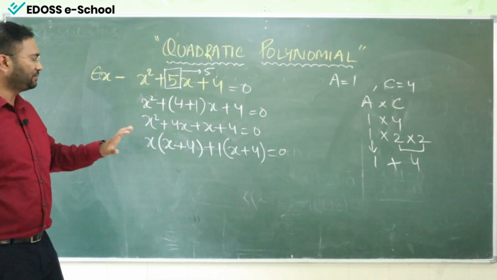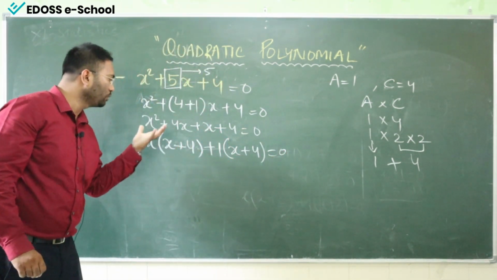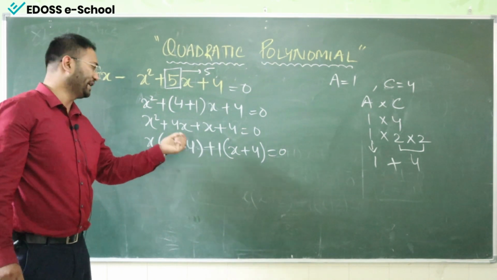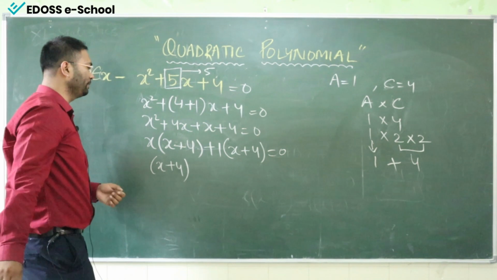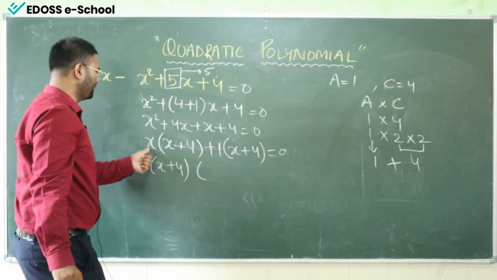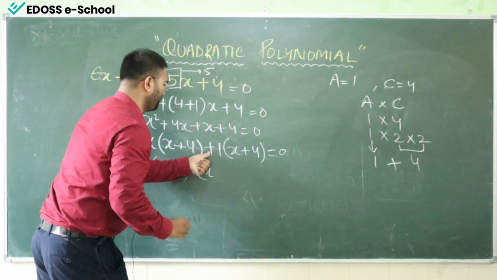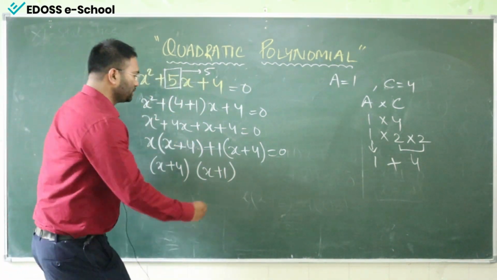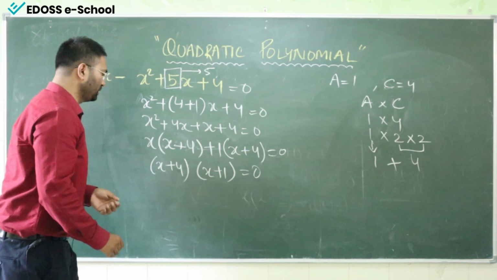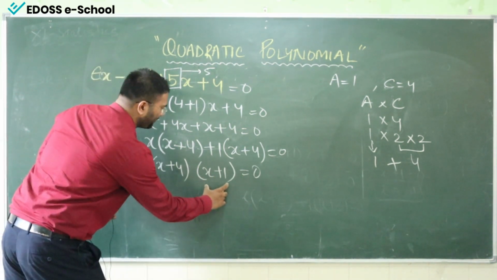Now the same thing will happen throughout the polynomial. What we can see is that x plus 4 is common throughout the polynomial. So taking x plus 4 as common, what we will get is x being left and plus 1 left over. So finally we got two factors. One factor is x plus 4 and another factor is x plus 1.